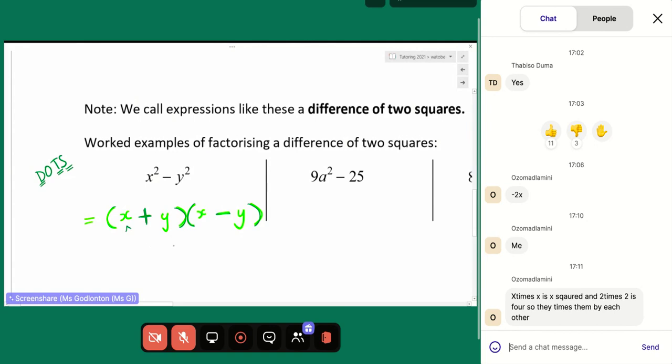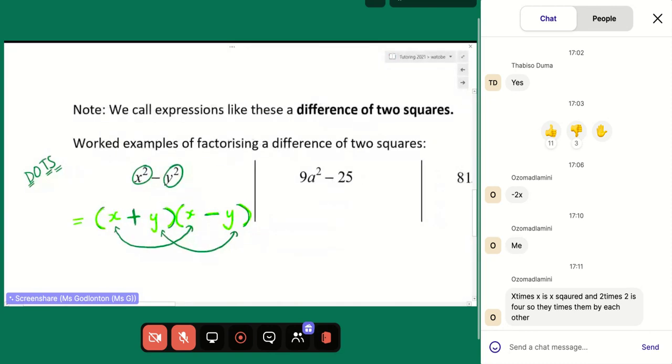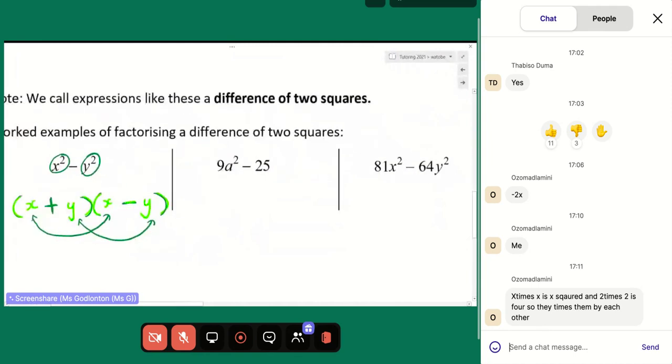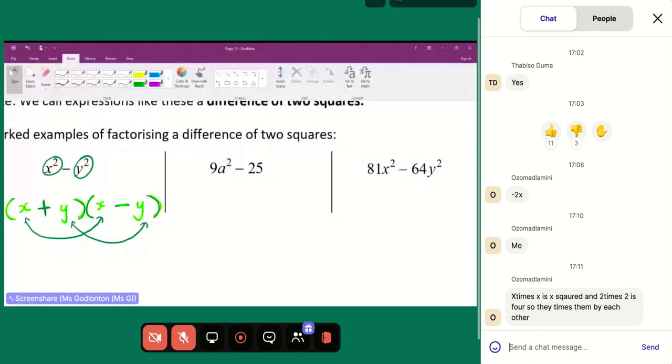And then we need to think, what times itself will give us x squared? We know that x times x is going to give us x squared. And what times itself is going to give us y squared? And y times y is going to give us y squared. Okay, so let's give this one a try.